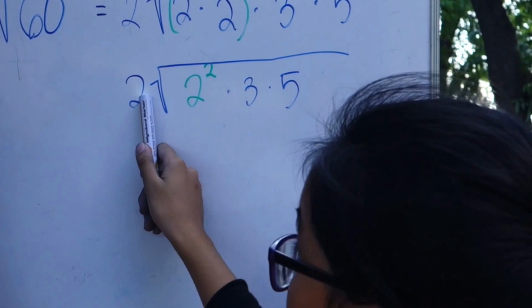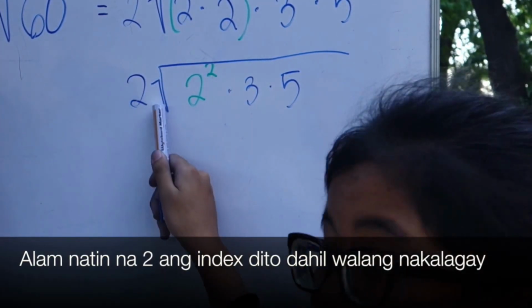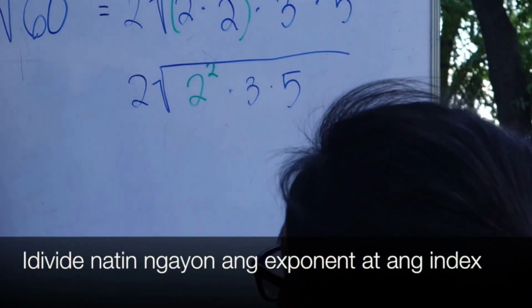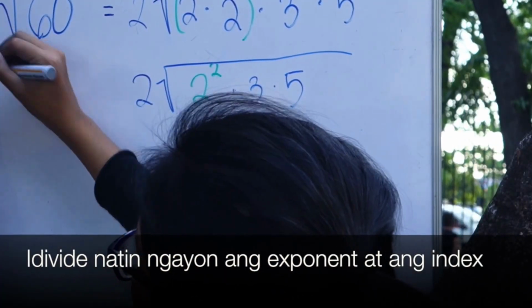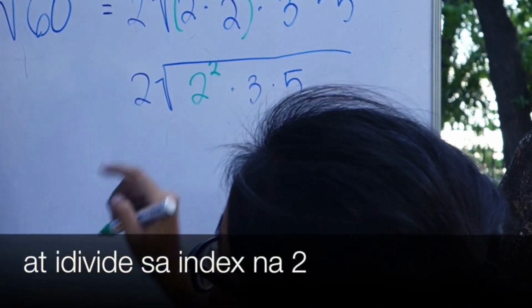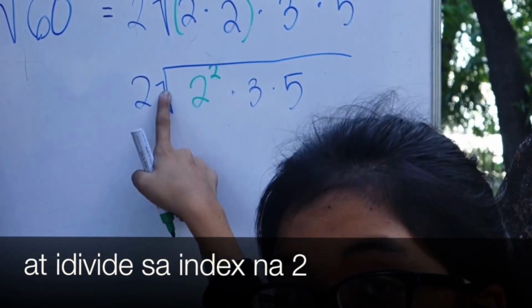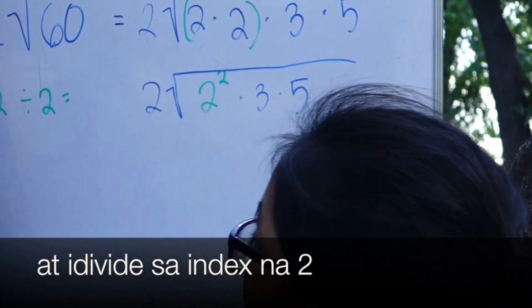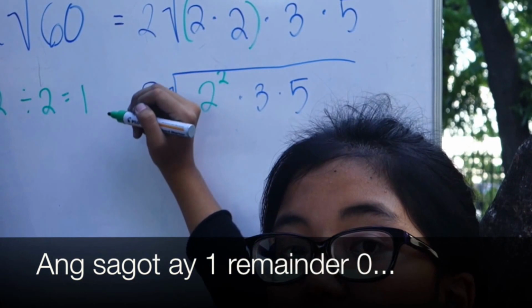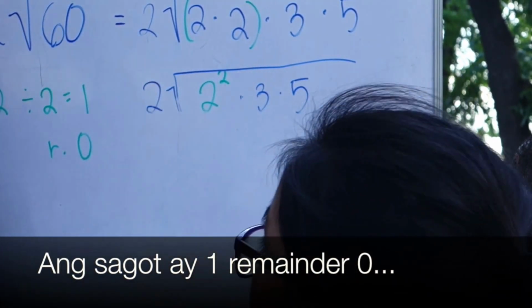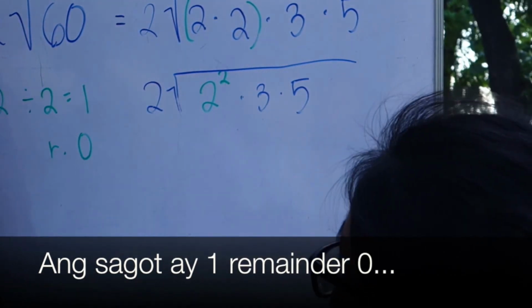Now, assuming that 2 is the index here, since nothing is indicated, we can go and divide it. So first we get the exponent, which is 2. Then the index, which we can assume is 2, divided. We will come to the answer of 1 with no remainder. So 1, 0.